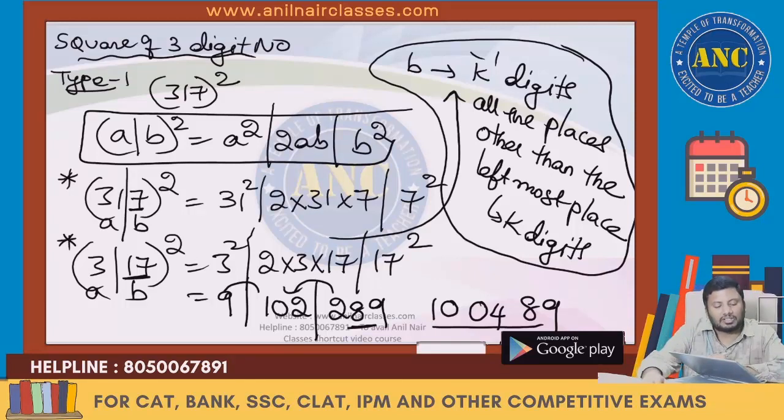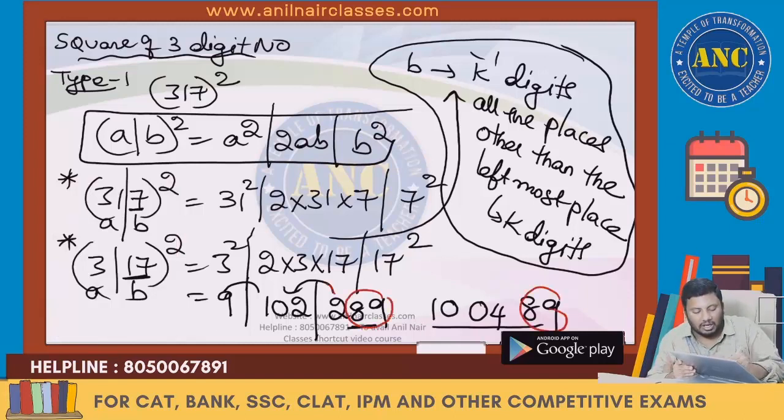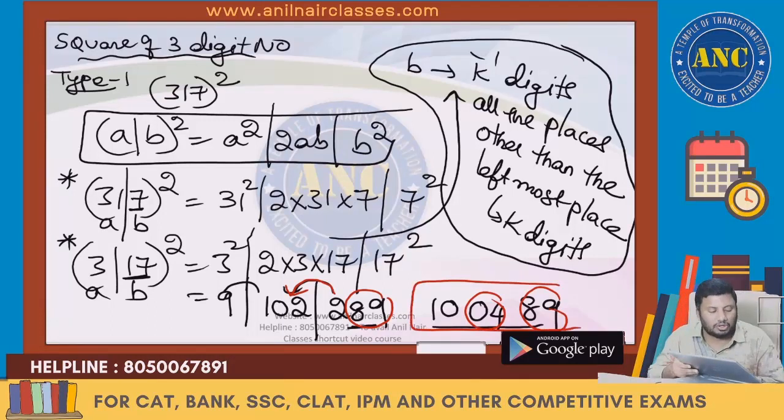31 square solving is a little difficult. So I go with 3 with 17 square. A square, 2ab and b square. 9, 102 and 289. Last 2 digits I write 89, 2 carried. 102 plus 2 is 104. So 04, 1 carried. So answer is 100,489. Sir, which method to use depends upon the nature of the number.